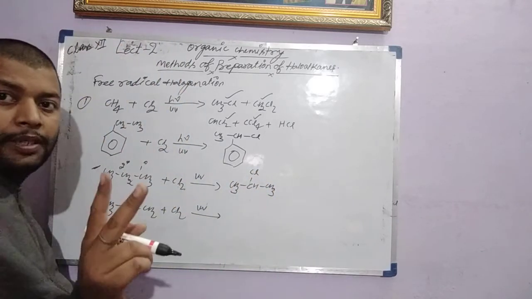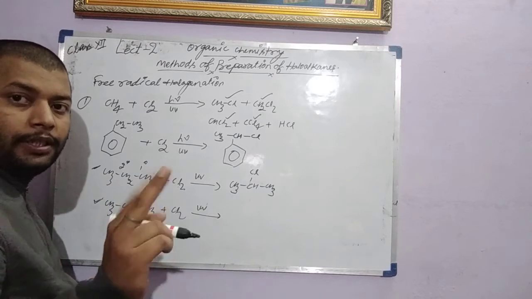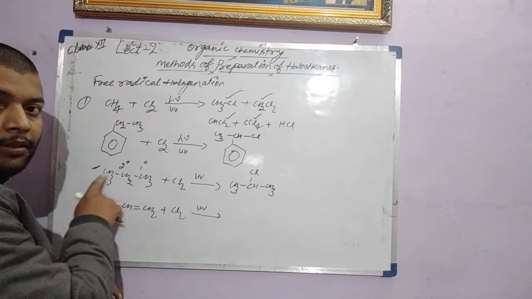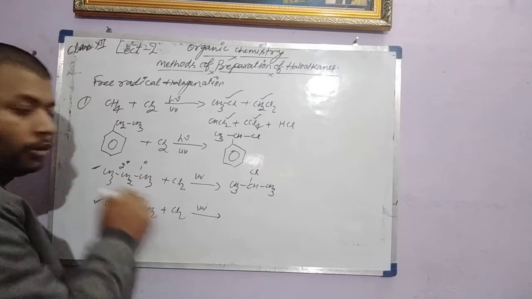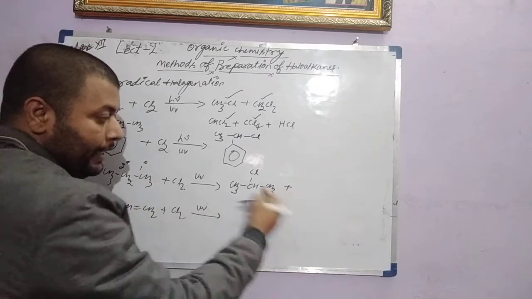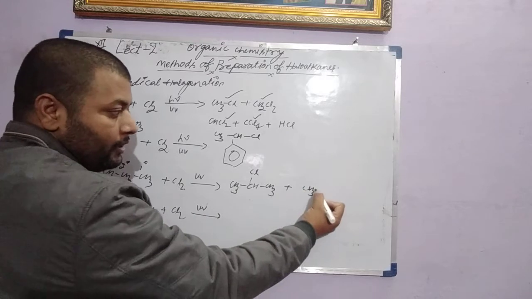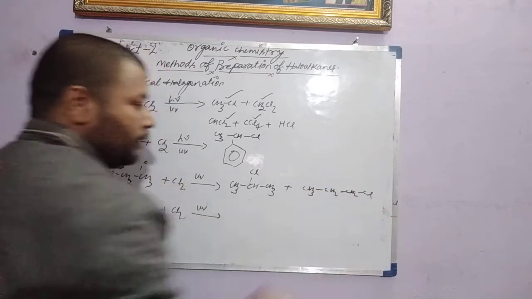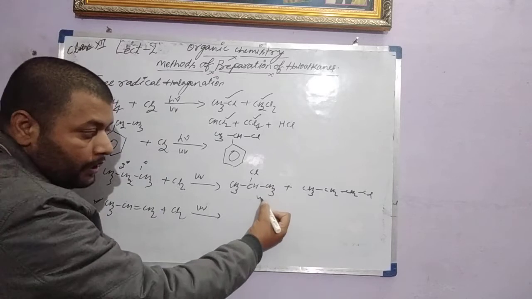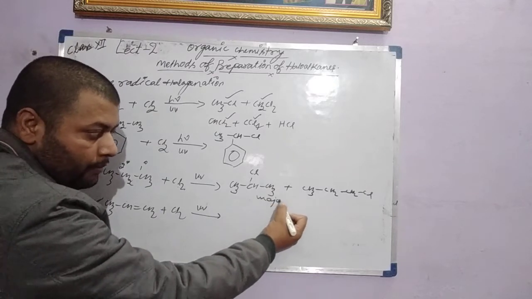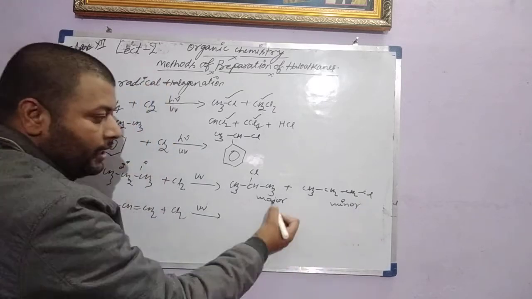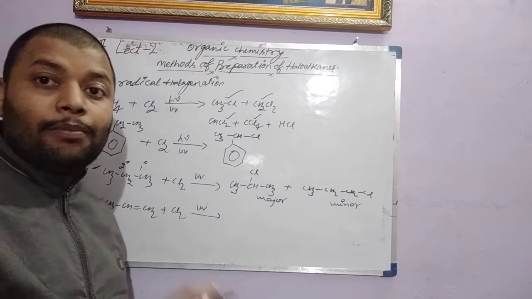There are two possibilities of the substitution reaction. Hydrogen may substitute from the 1-degree, both are 1-degree, or from the 2-degree. So the product will be like this: CH3, CH2 and CH2Cl. But this is the major product, and this will be minor. In an examination you have to form only the major product.